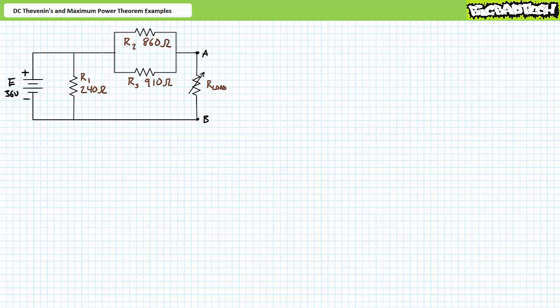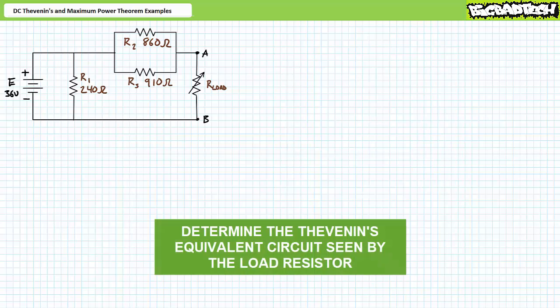Our next problem features a series parallel combination of 4 resistive elements and a voltage source. Stage 1 of the example problem necessitates we solve the Thevenin's equivalent circuit seen by the variable load resistor. Once we've got these values, we'll move on to stage 2 and examine maximum power transfer for this circuit.